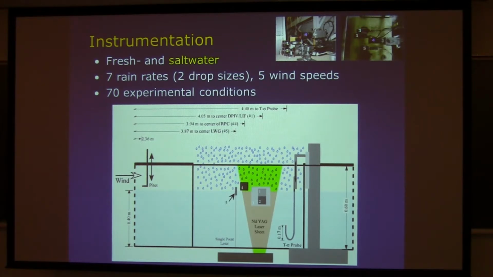For all these instruments, we had completed 70 different experimental conditions, including fresh and salt water, 7 rain rates with 2 drop sizes between them, and 5 wind speeds. I will not be discussing all of that today. I will be discussing 3 of those, and that would be 3 rain rates and no wind on salt water.